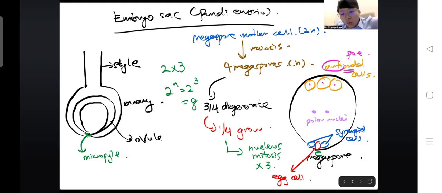Easy? So once this thing is formed, we call this an embryo sac. So an embryo sac is something like this. So later it will become like this, 3-2-3. And we call this the embryo sac. So where is the gamete? The gamete is this.